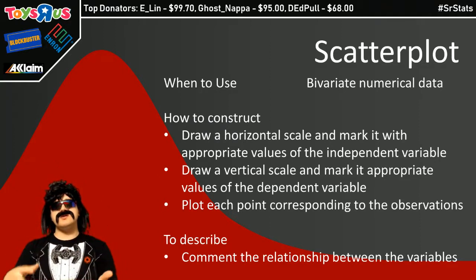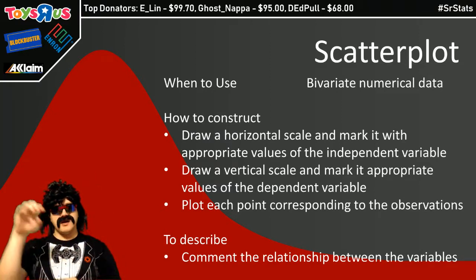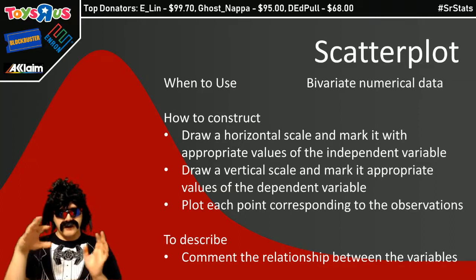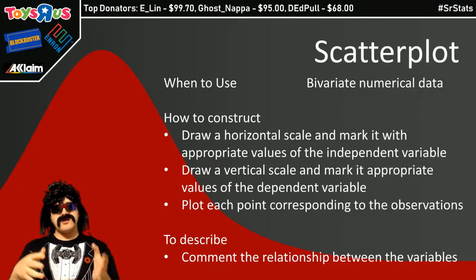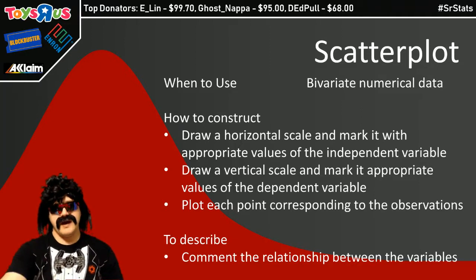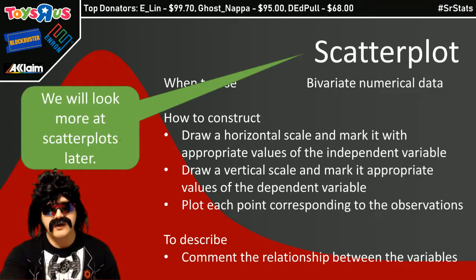This is what you're used to back in Algebra 1. We had all these dots on it, and you had to say if it was going positively, negatively, or where there wasn't any relation, no correlation or something like that. All those things that we had talked about back in Algebra 1 with scatter plots. We'll look more at scatter plots later.